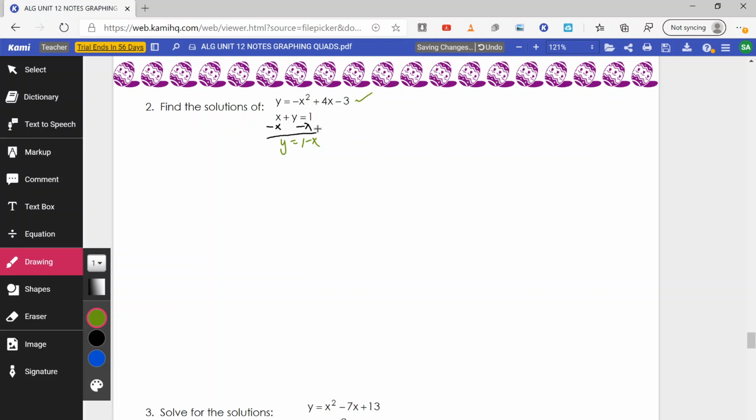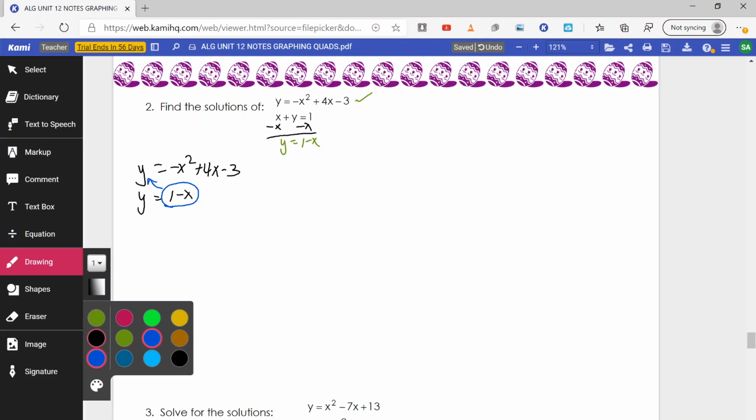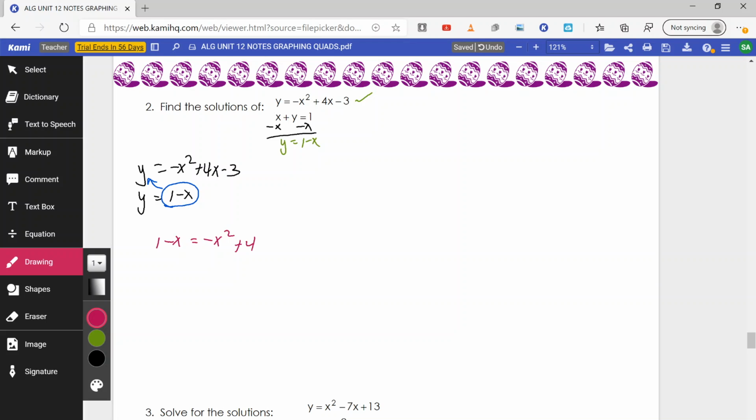So now we have our two equations. We can always rewrite them. So we have y equals negative x squared plus 4x minus 3, and y equals 1 minus x. So again, substitution, we now know that y equals 1 minus x. So I can replace the y in the quadratic equation with 1 minus x. So we have 1 minus x equals negative x squared plus 4x minus 3.